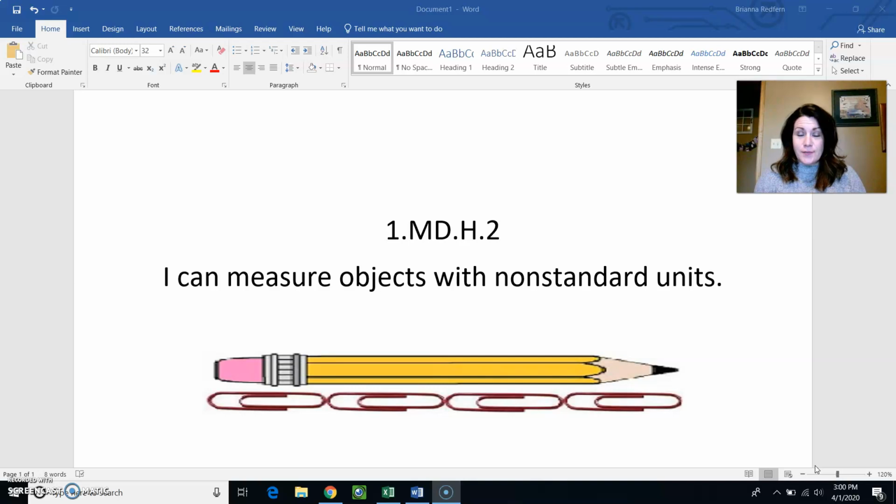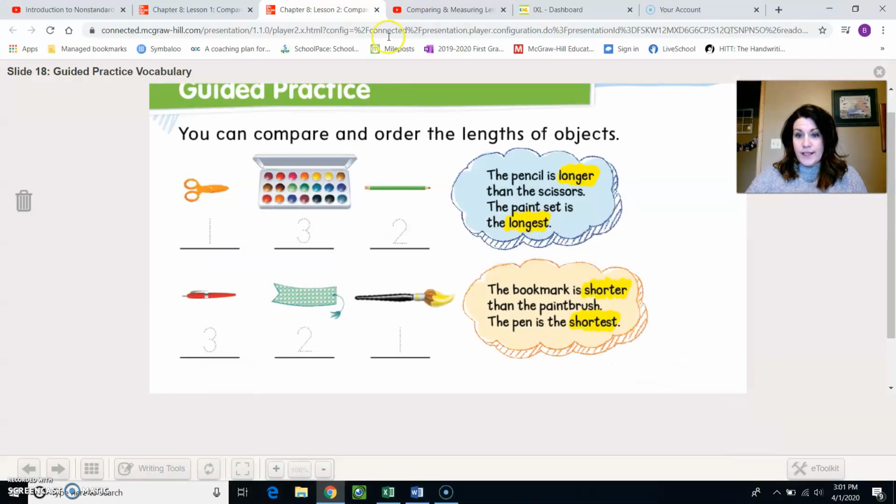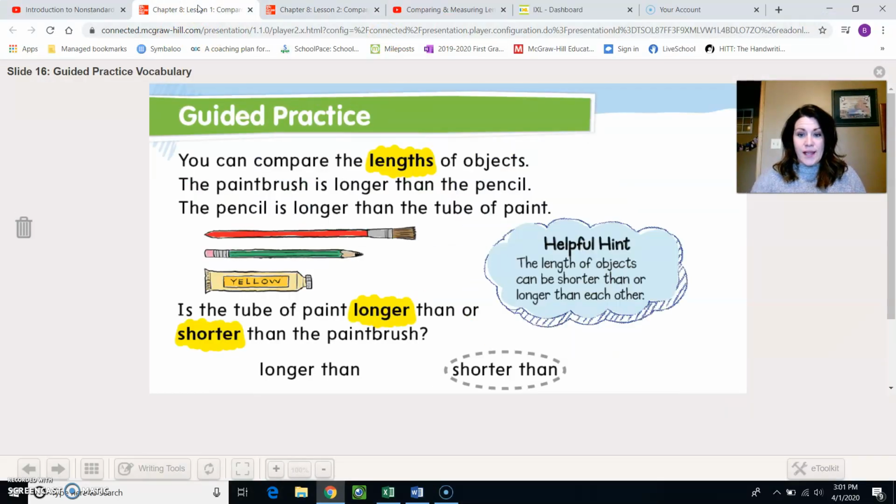Over the next couple of days, we're going to be really working on measuring objects, comparing objects, and differences between shortest, longest, tallest. So our standard that we're working on is I can measure objects with non-standard units. To get started, we're just going to jump right into comparing lengths. You can compare the lengths of objects.